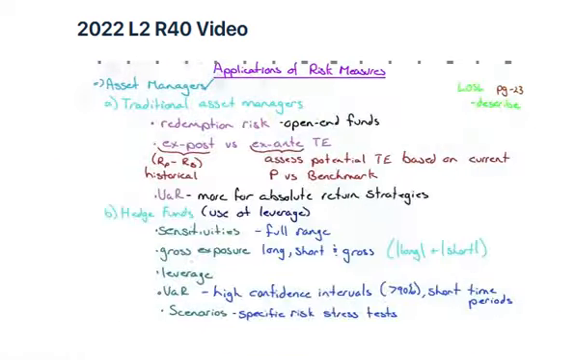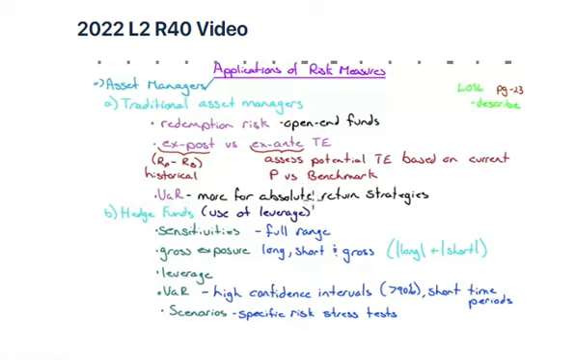Continuing on with traditional asset managers, redemption risk. This is more for open-ended funds. Ex post versus ex ante tracking error. Ex post tracking error, we know, is the return on the portfolio minus the return on the benchmark, and it's historical. Ex ante tracking error assesses the potential tracking error based on the current portfolio versus the benchmark, based on wherever the current portfolio is versus what the benchmark is in terms of the holdings. Value at risk, more for absolute return strategies.